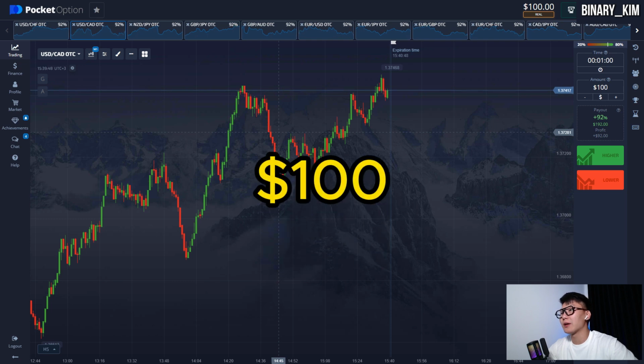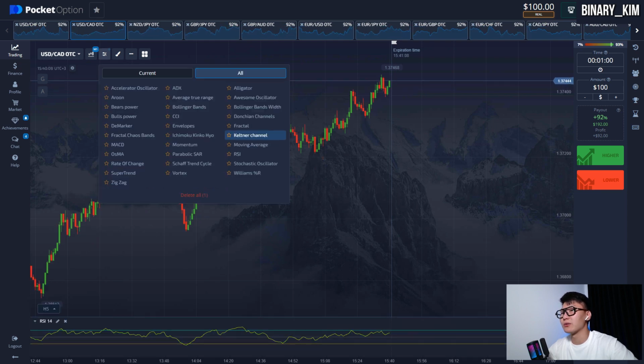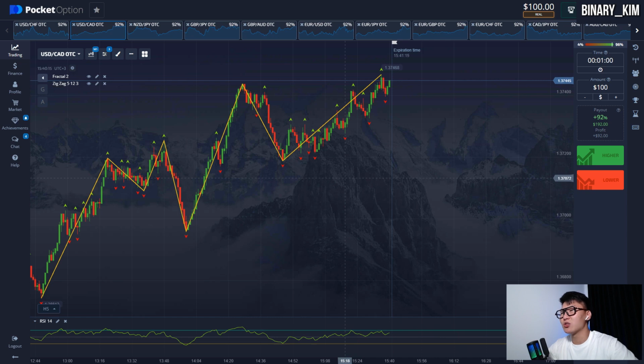So I got $100 on the balance and we trade for all the money as usual, and we are gonna make good profit today. So let's pick our indicators. It's gonna be the RSI, the fractal and zigzag, so they will be a huge help for us today. And don't change the settings, we are good with the default ones. And let's get started, guys.